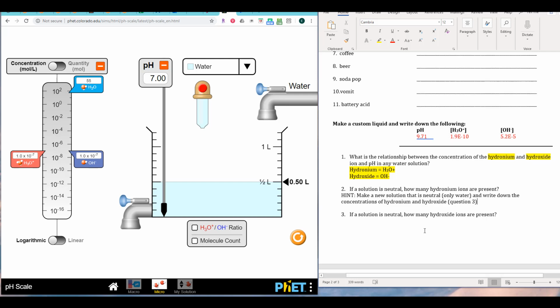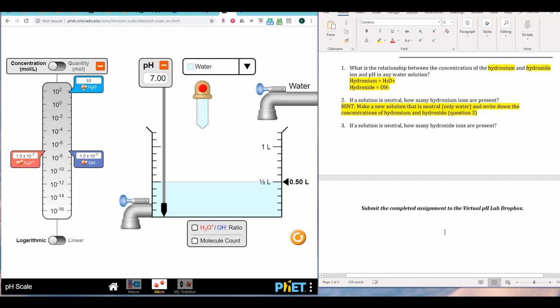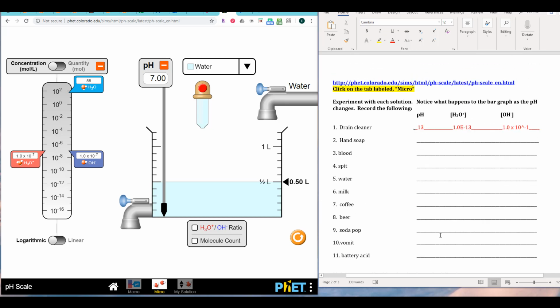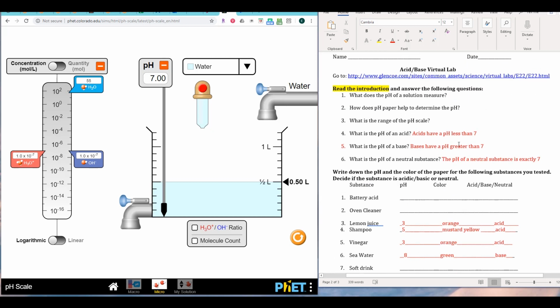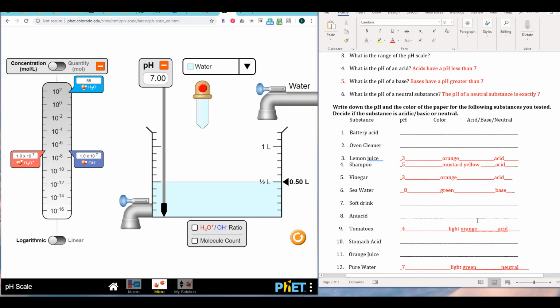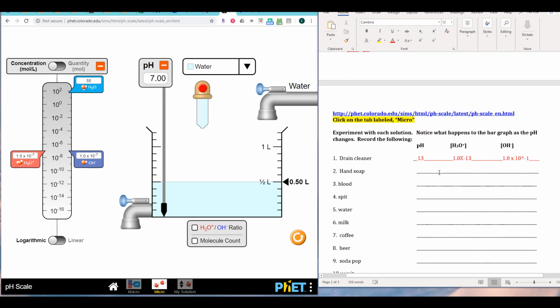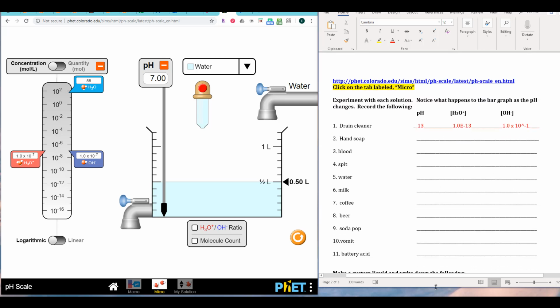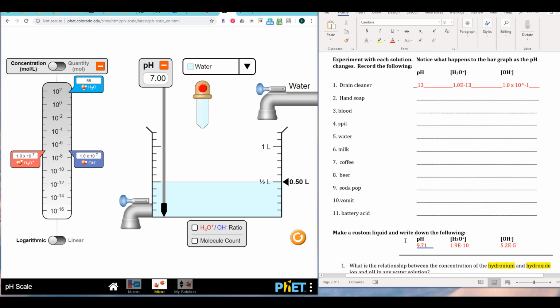Okay, so it's not expecting you to memorize it or whatever. And then you'll just submit your assignment in the Dropbox. So you don't need a lab report for this. It doesn't say anything about a lab report. You're just going to want to answer these 6 questions. You're going to want to fill out all of these. You're going to want to do all of these. And then you want to make some random solution. Mine was that weird hand soap and water solution. And then you're going to want to answer these 3 questions, and that's it.